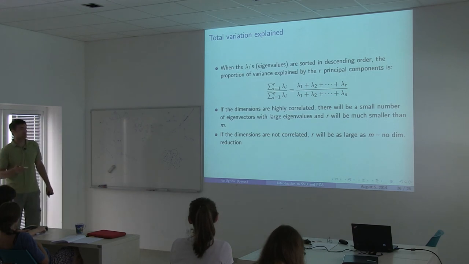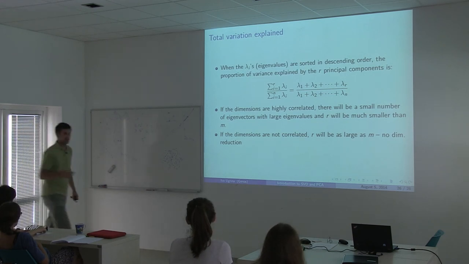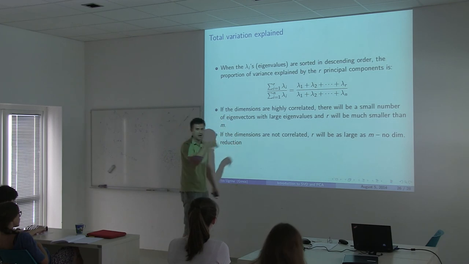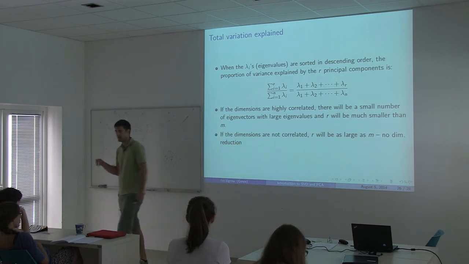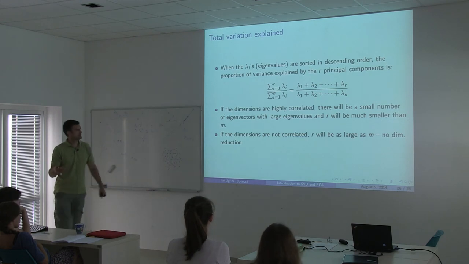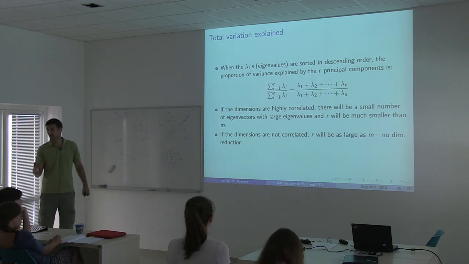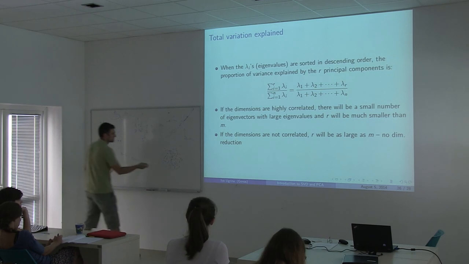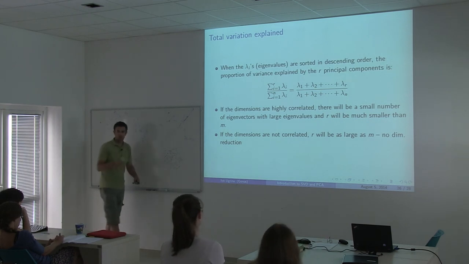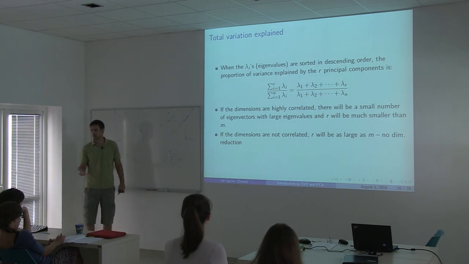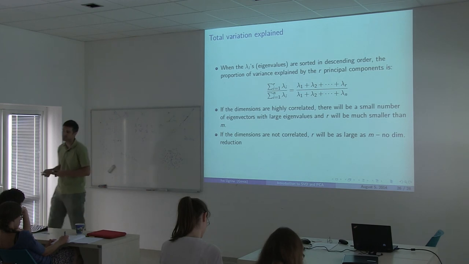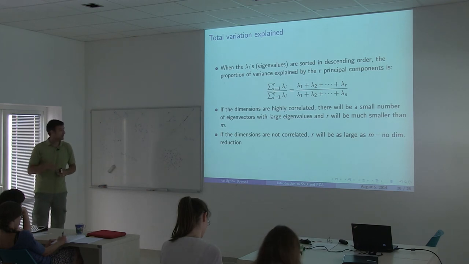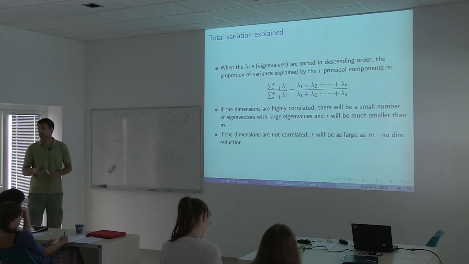So if the dimensions are not correlated, R, the thing you choose here, the first R principal components, will be as large as N. Sorry, I said M, that should be N. You cannot choose one principal component here without losing a lot of information. So basically, you're not that lucky. You're not going to do dimensionality reduction. OK. Do you have any questions regarding this?